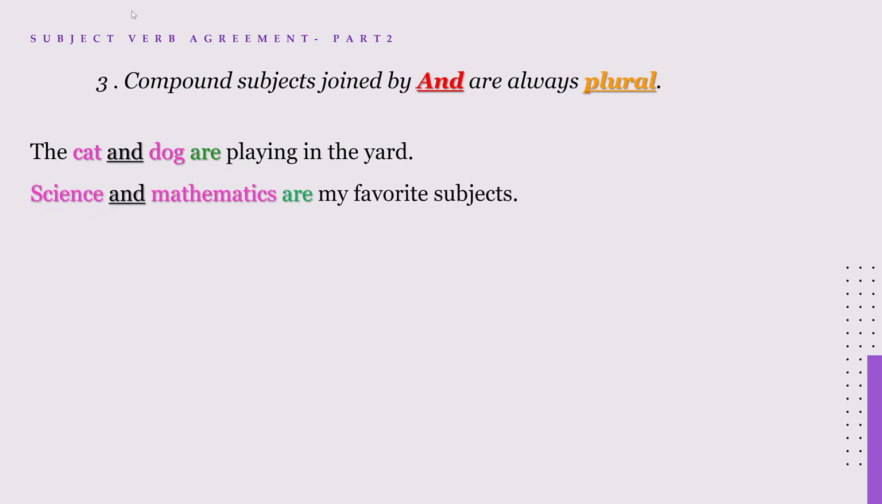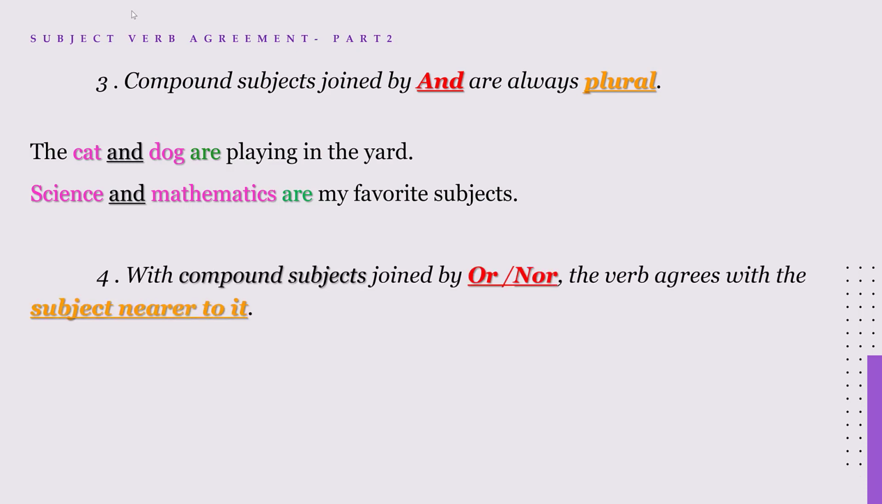Another example. Science and mathematics are my favorite subjects. In this example, as you can see, two singular subjects joined by and take a plural verb. If we join compound subjects by or or nor, the verb agrees with the nearer subject.